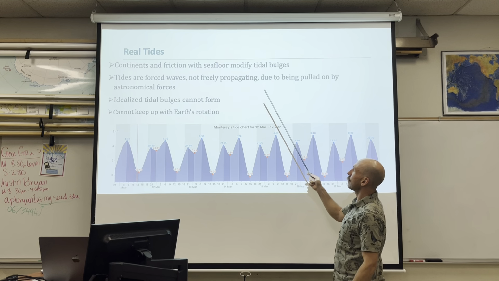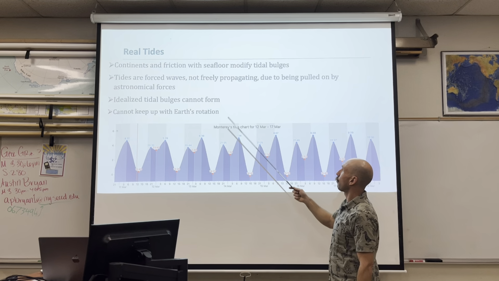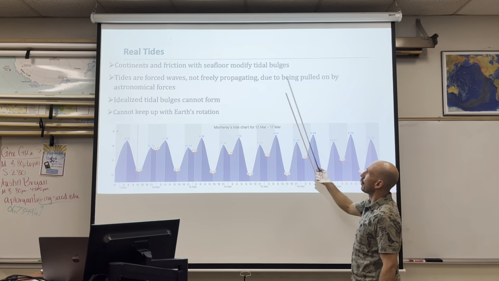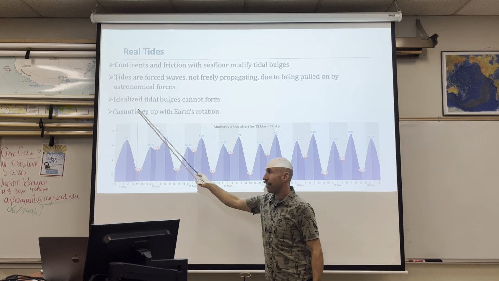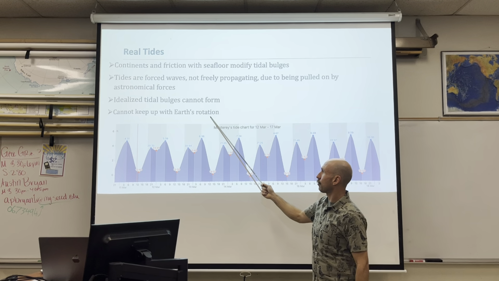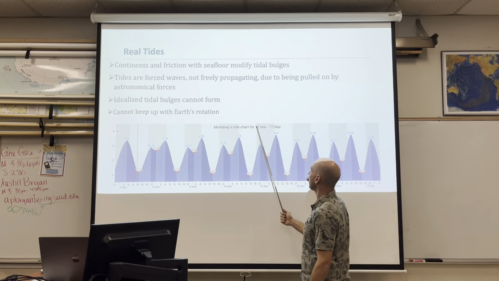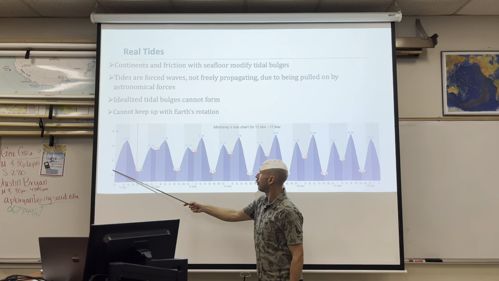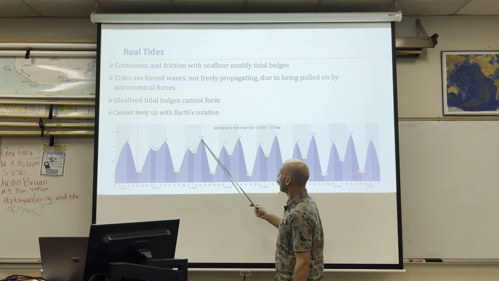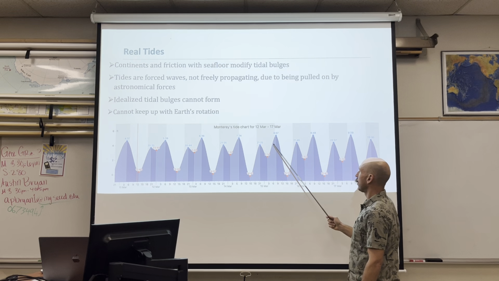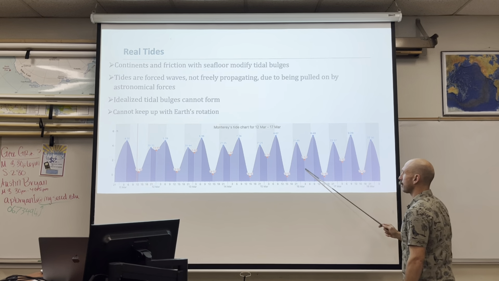So real tides have continents with friction and a seafloor that modifies the tidal bulges. Tides are forced waves that are not freely propagating. The idealized tidal bulges cannot keep up, and the lunar tides cannot keep up with Earth's rotation. So here we see actual tidal data, Monterey's tide chart for March. High tide, low tide, high, low, high, low, high, a little bit of low. So this is a mixed tidal schedule. It's repetitive, but it changes.